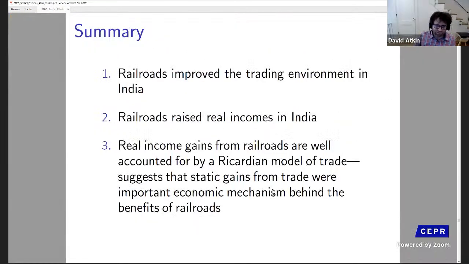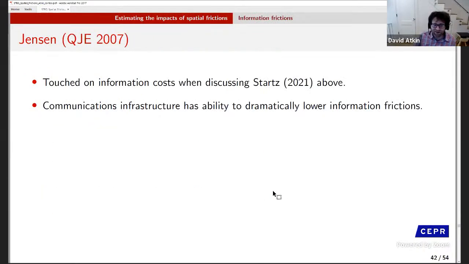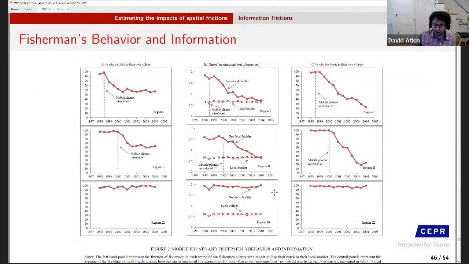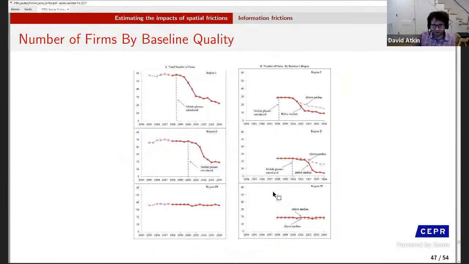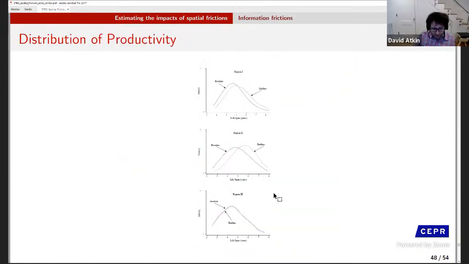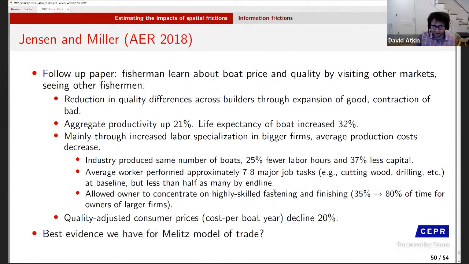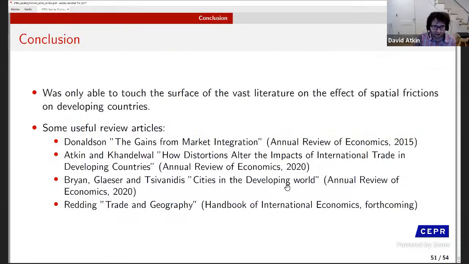Okay, so in the interest of time, I should probably wrap up. As I mentioned, there's a nice paper by Rob Jensen and co-authors on information frictions, showing what happens to the boat building industry in various towns in India when now there's a free flow of information of the various attributes of firms in different locations, and how we get very Meritz-like adjustments to that. But I'll leave that for you guys to read up in the slides.